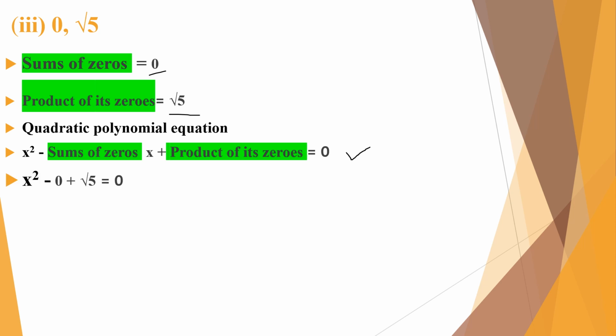x square minus 0 plus root 5. So we can omit this 0. So what will be the quadratic polynomial now? x square plus root 5 is the quadratic polynomial.